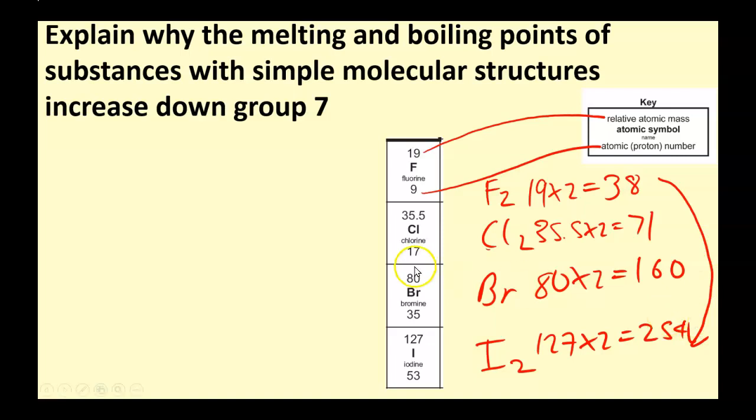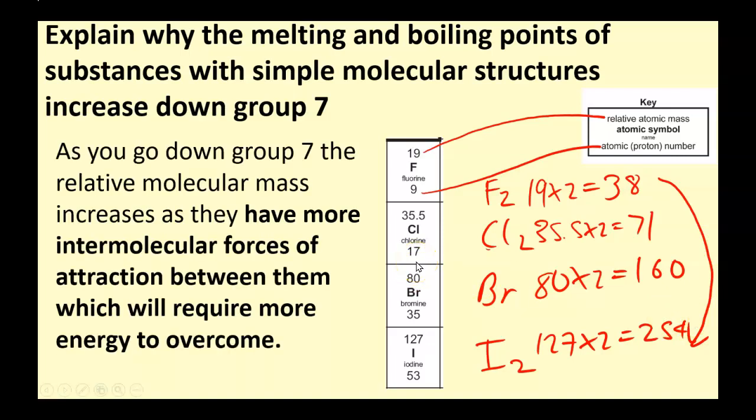So we can see as we go down the group, the relative molecular mass increases, and this means they are going to have more intermolecular forces of attraction between them, which require more energy to overcome these weak intermolecular forces. If you do A-level chemistry, you'll look in more detail at the 3 different types of intermolecular force, and we'll find out a bit more detail about this.